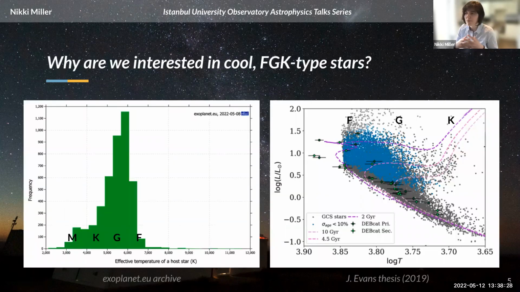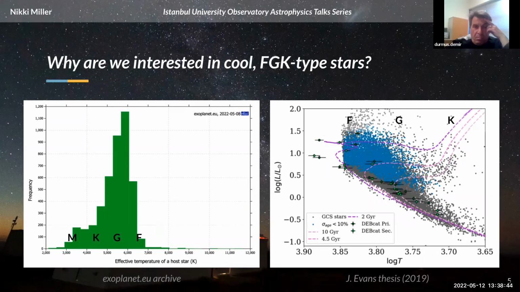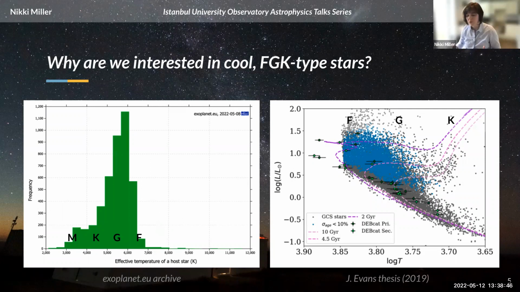So FGK type stars are some of the most common stars that have exoplanets discovered around them. So of course, if we want to better understand the exoplanets, we need to understand their stars. So an important group of stars to look at, of course, would be the FGK type stars, as you can see in this histogram on the left. In addition, a majority of stars near the sun in the local stellar neighborhood are FGK type as well.